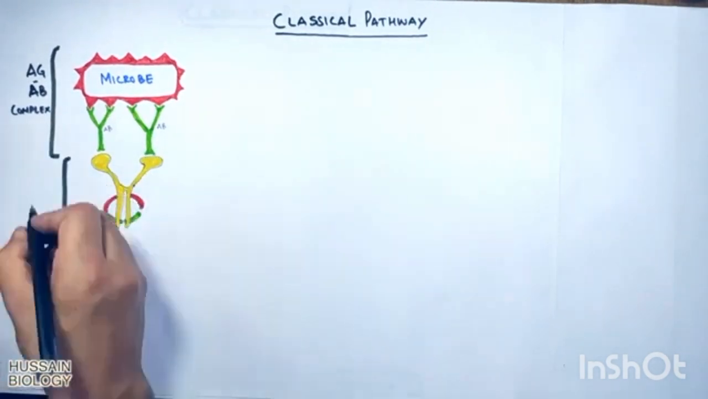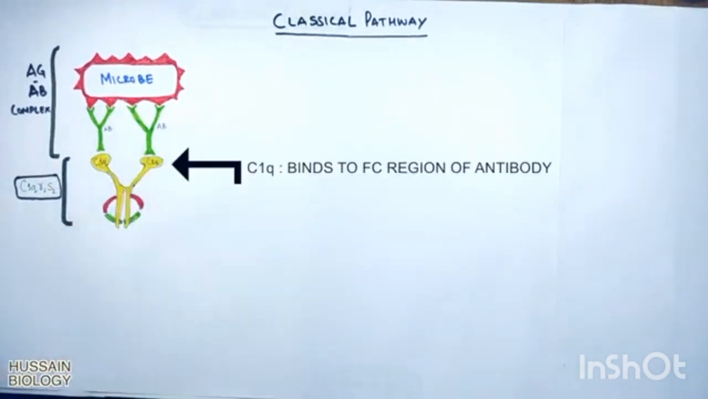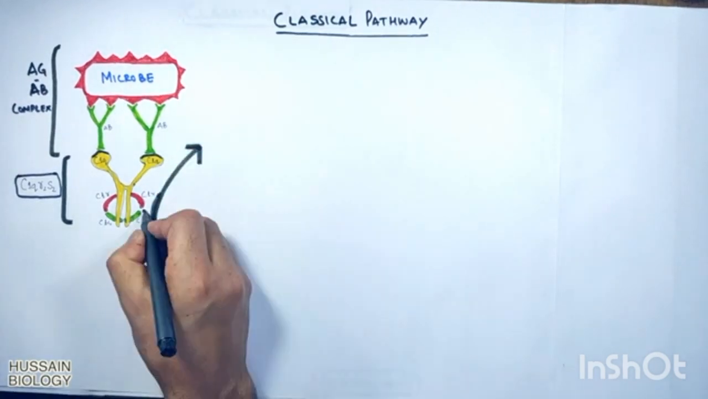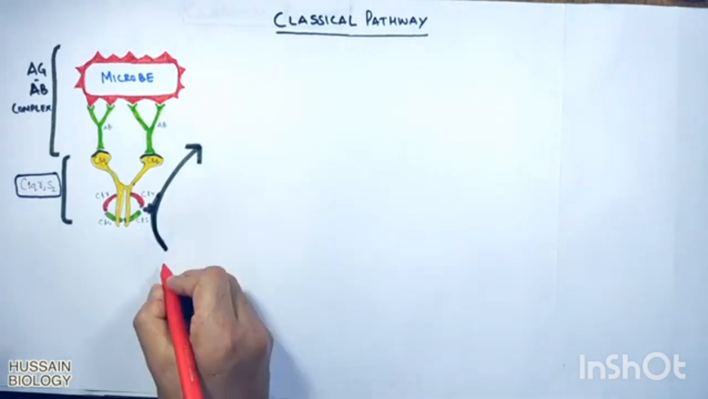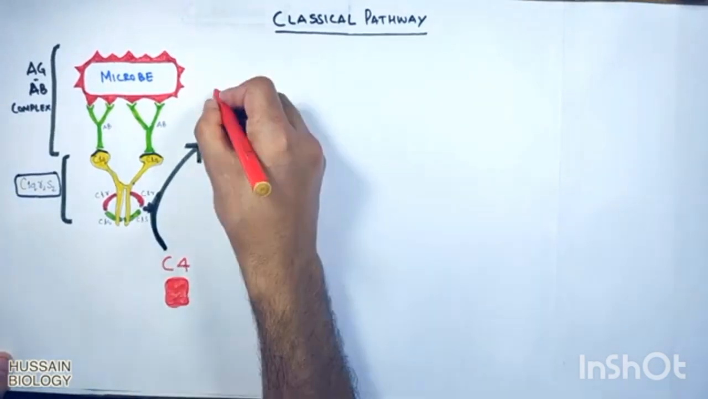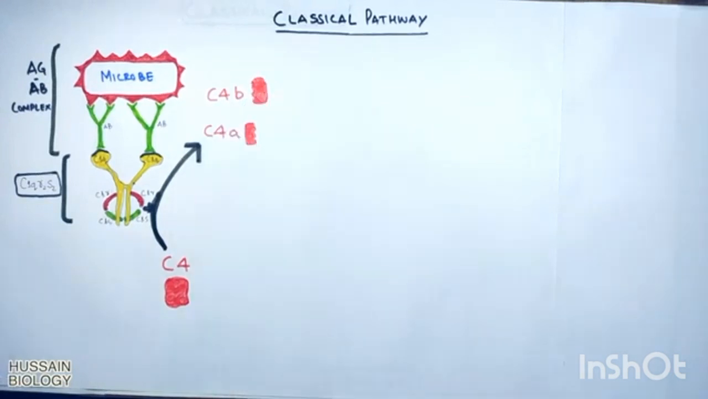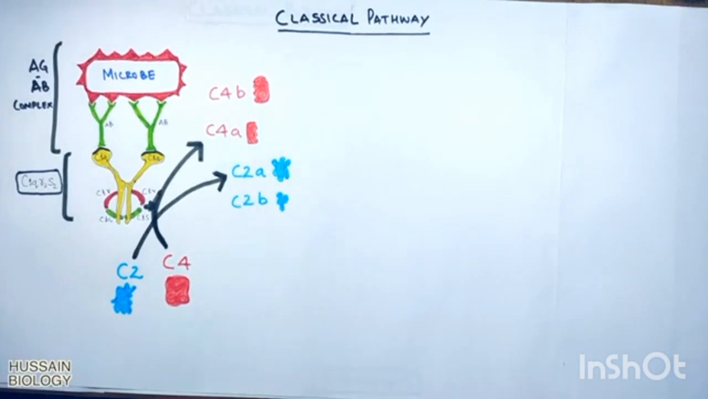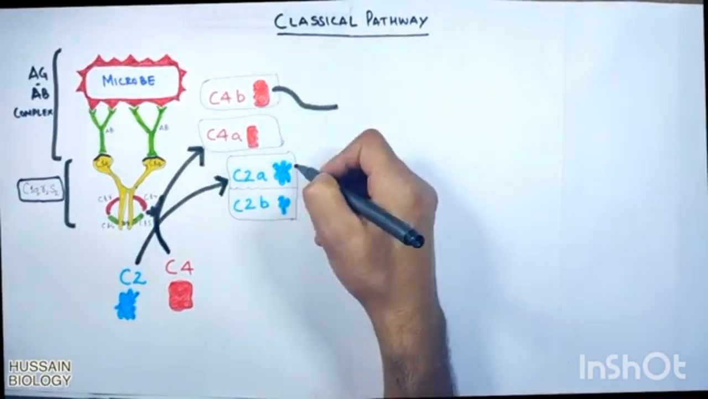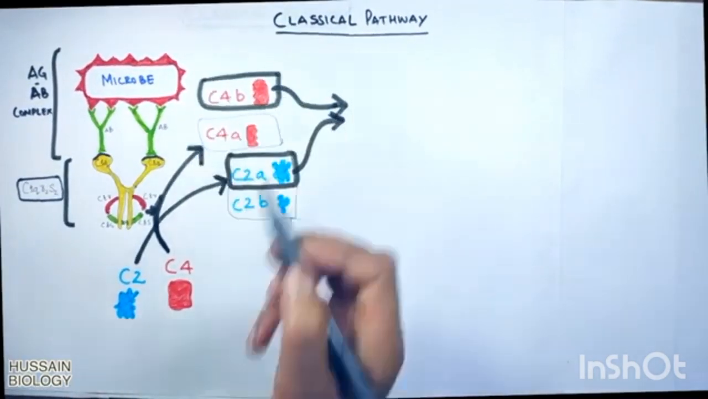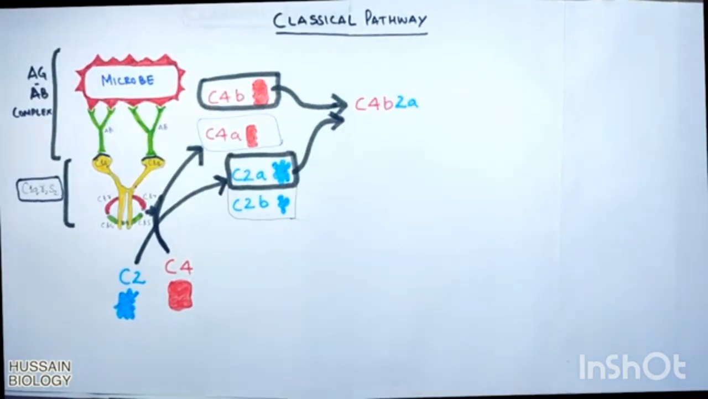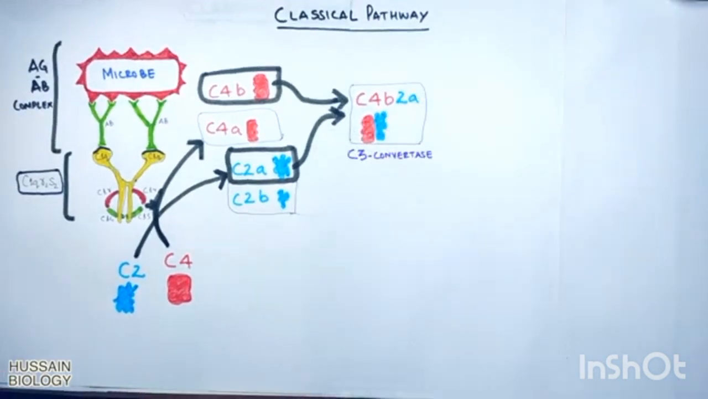This C1 complex is C1q-r2s2. When this C1 complex binds with the antibody, it gets activated and starts the cleavage of complement proteins. First of all, it cleaves C4 protein into C4a and C4b. Then it cleaves C2 into C2a and C2b. After that, C4b and C2a combine together and form an enzyme complex called C4b2a. This is called the C3 convertase.